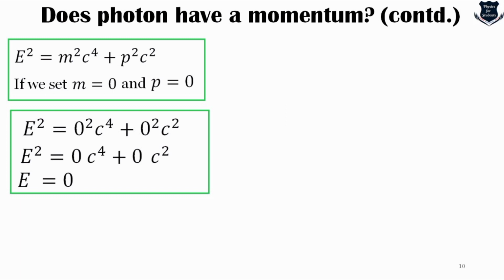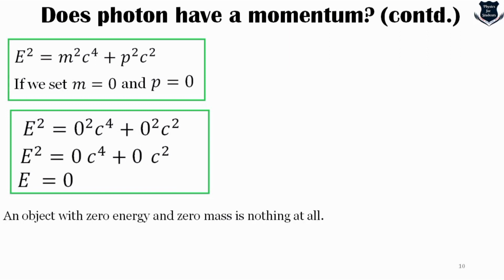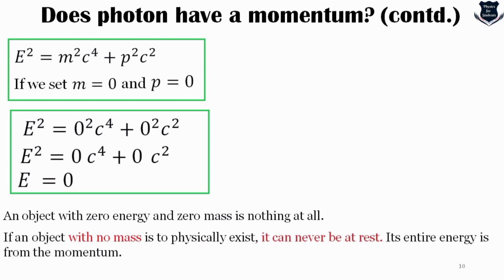So here what we get is that energy equals 0. But an object with 0 energy and 0 mass is actually nothing at all. Therefore, if an object with no mass is to physically exist, it can obviously never be at rest. Such is the case of light, right? So if an object with no mass is to physically exist, then it can never be at rest.